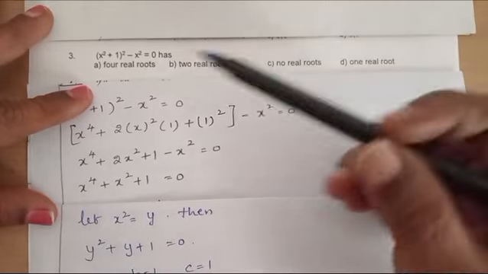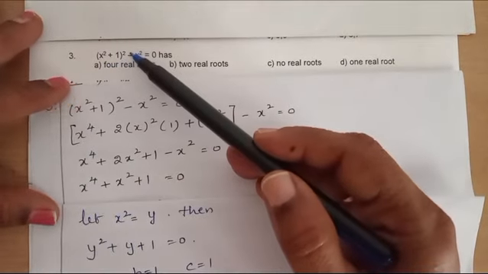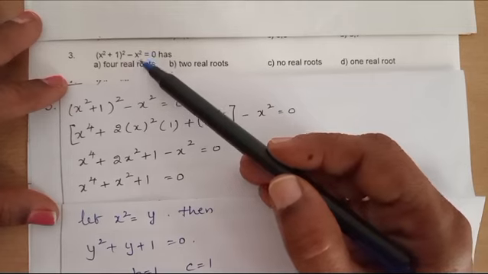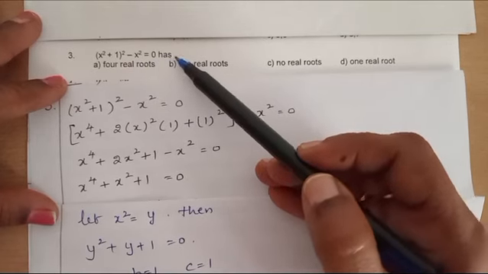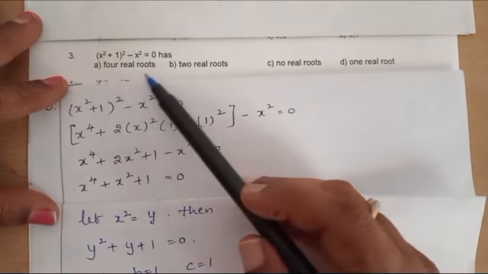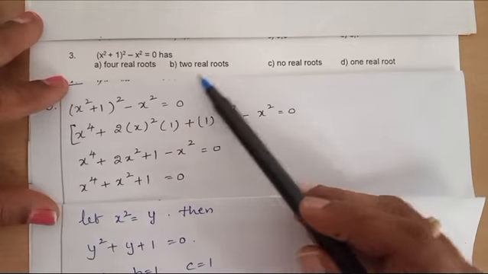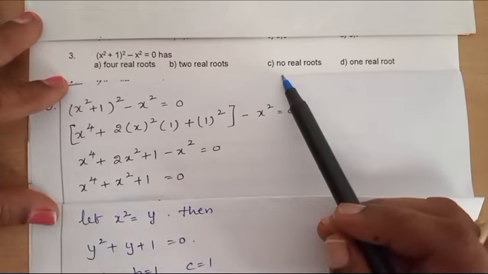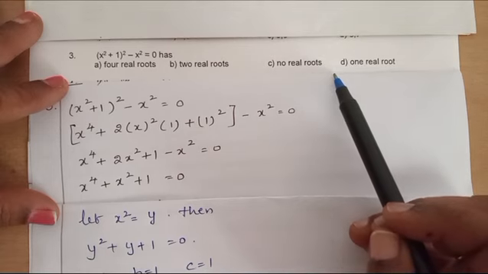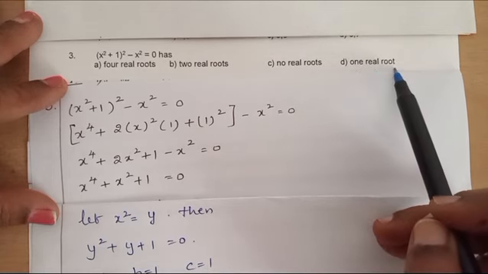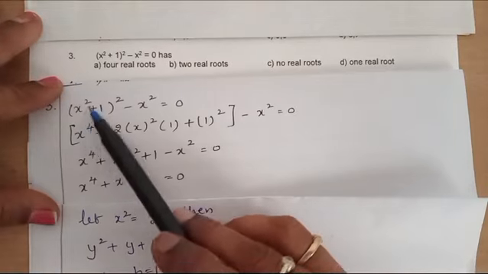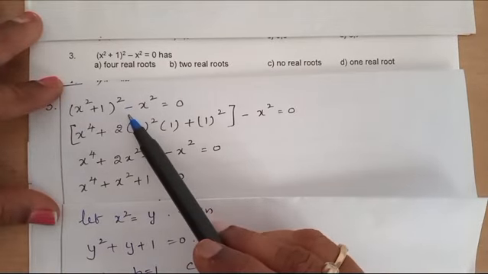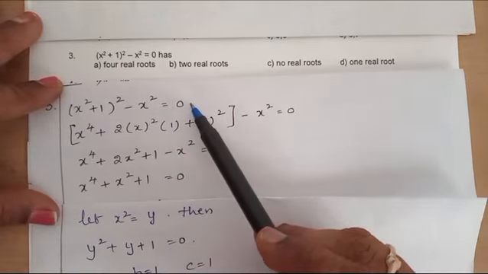Question 3. X square plus 1 whole square minus x square is equal to 0 has option A 4 real roots, option B 2 real roots, option C no real roots, option D 1 real root. Let's check. X square plus 1 whole square minus x square is equal to 0.